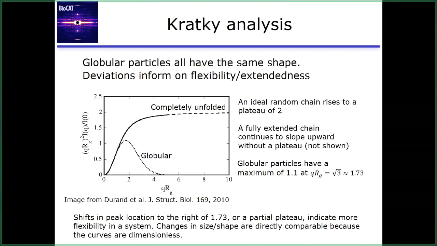Any shift in the peak location to the right of 1.73, a shift up, or partial plateaus are all indicative of a bit more flexibility in your system, depending on what you're seeing. And changes in shape and size are directly comparable because the curves are dimensionless. So this is a very powerful semi-quantitative way to get at size and shape changes in your solution, just directly from the profiles.